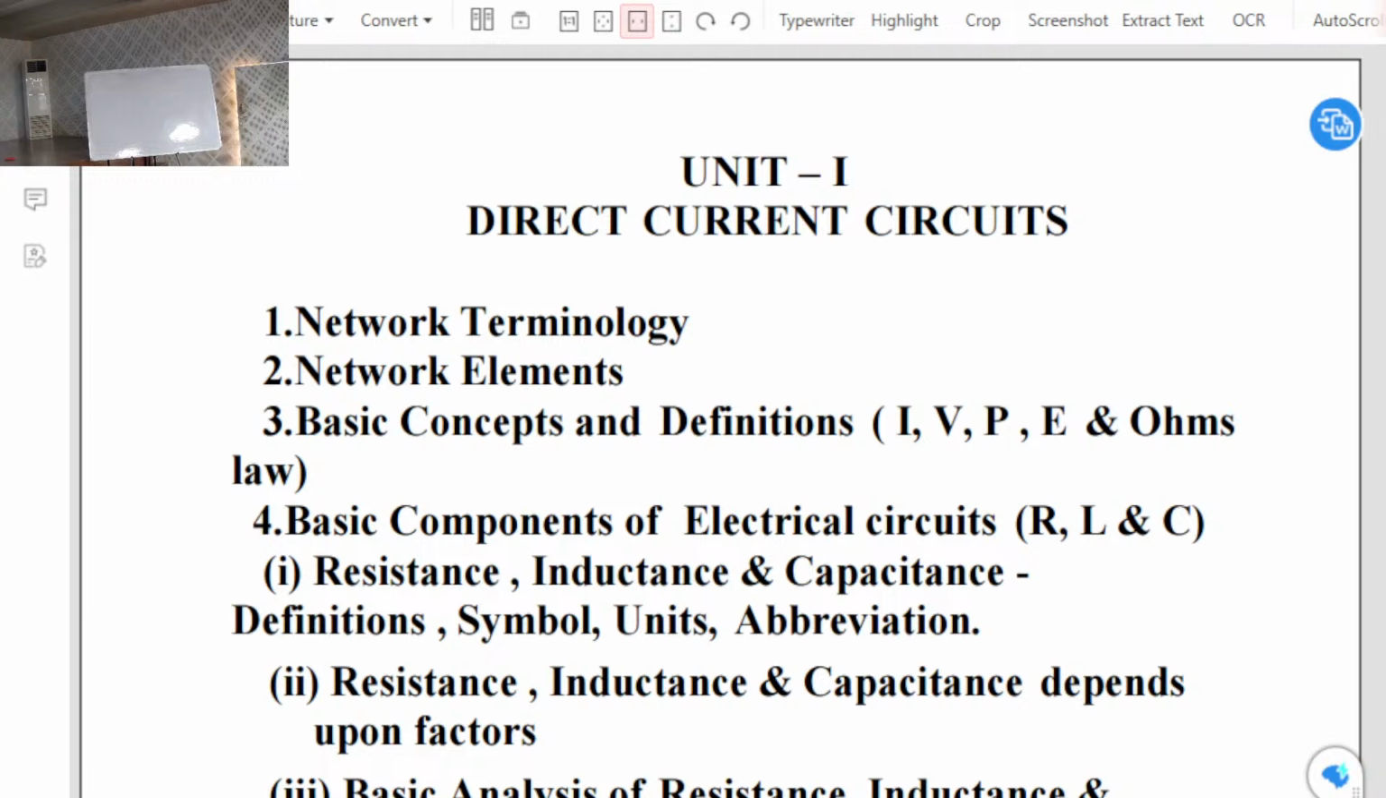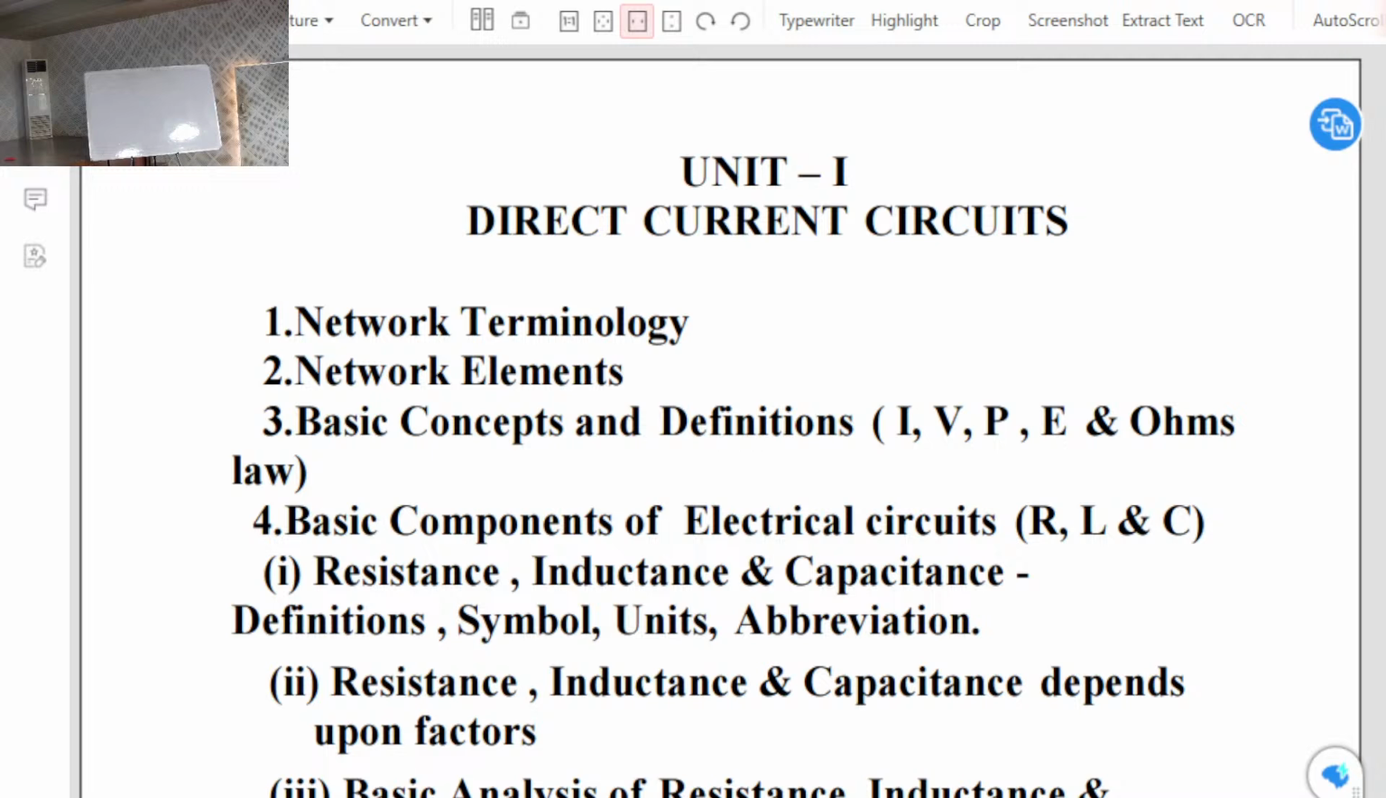So I need the knowledge of resistance, inductance, capacitance. So the fourth topic is basic components of electrical circuits. If we ask the question, what are the parameters of electrical circuits? The answer is resistance, inductance, capacitance. What are the basic components? Resistance, inductance, capacitance. What are the basic elements? Resistance, inductance, capacitance.